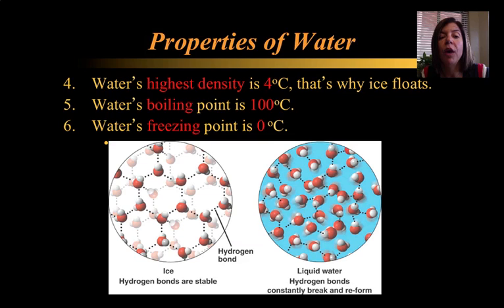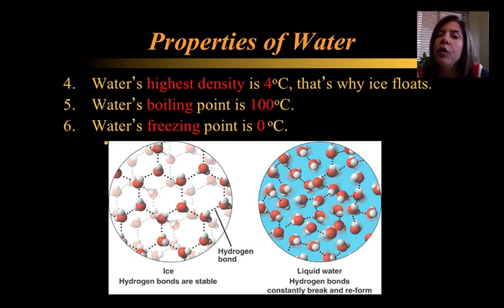Now, other properties of water include that water's highest density is at 4 degrees Celsius, and this is why ice floats, because as it gets colder and colder, the molecules become closer and closer together, and hydrogen bonds are formed within them. At 4 degrees Celsius, something occurs where the hydrogen bonds expand, pushing the molecules further apart. So actually, the molecules of ice are less dense than the molecules of liquid water. And therefore, since it's less dense, it floats on top of the water.